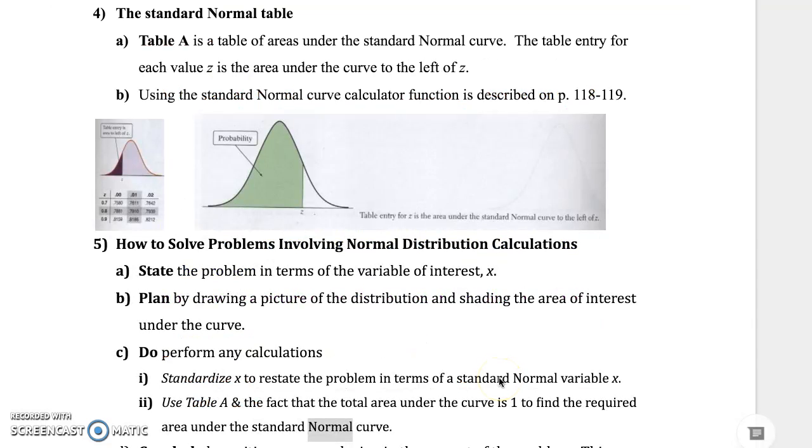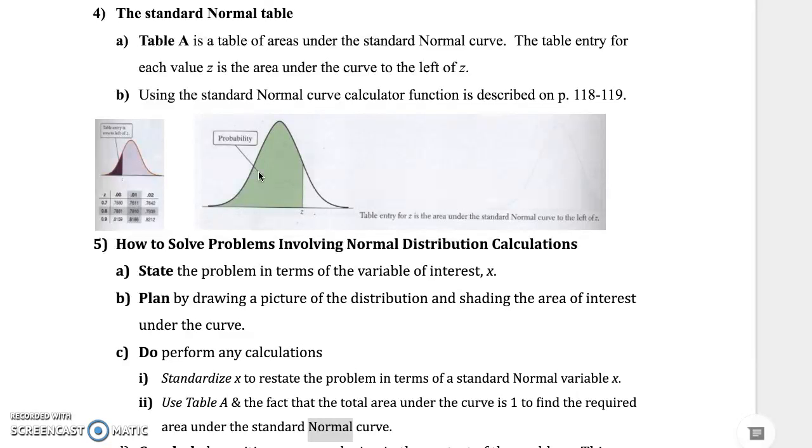So one more antiquated way to do things, an older way to do them, was to use a table. So we had a table of values that told us the areas for certain z-scores. So it would tell us the percentile. So if this area is shaded, it'd say at this z-score, here's the percentile, or the percent of values in this distribution that are less than that z-score. So table A has z-scores and their percentiles.